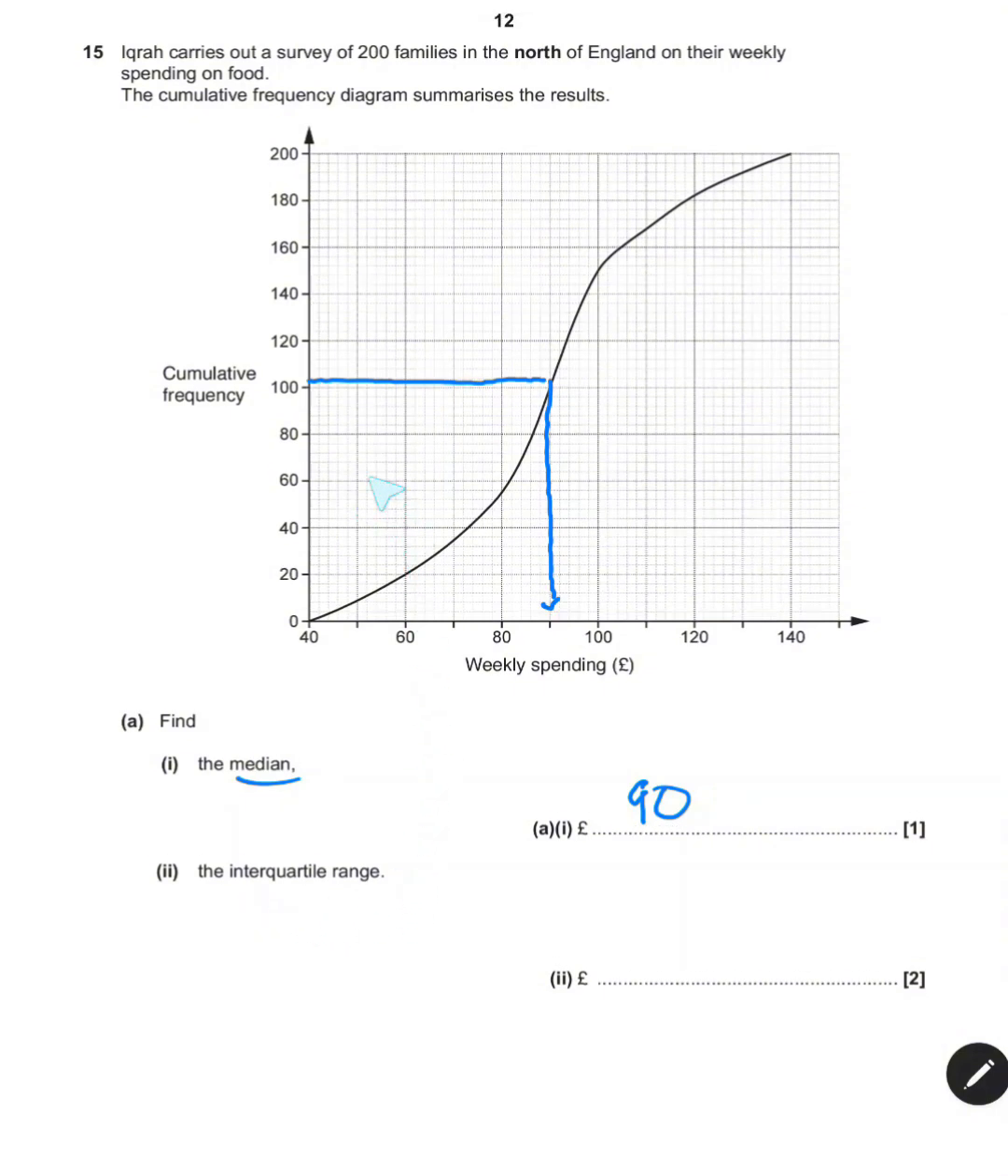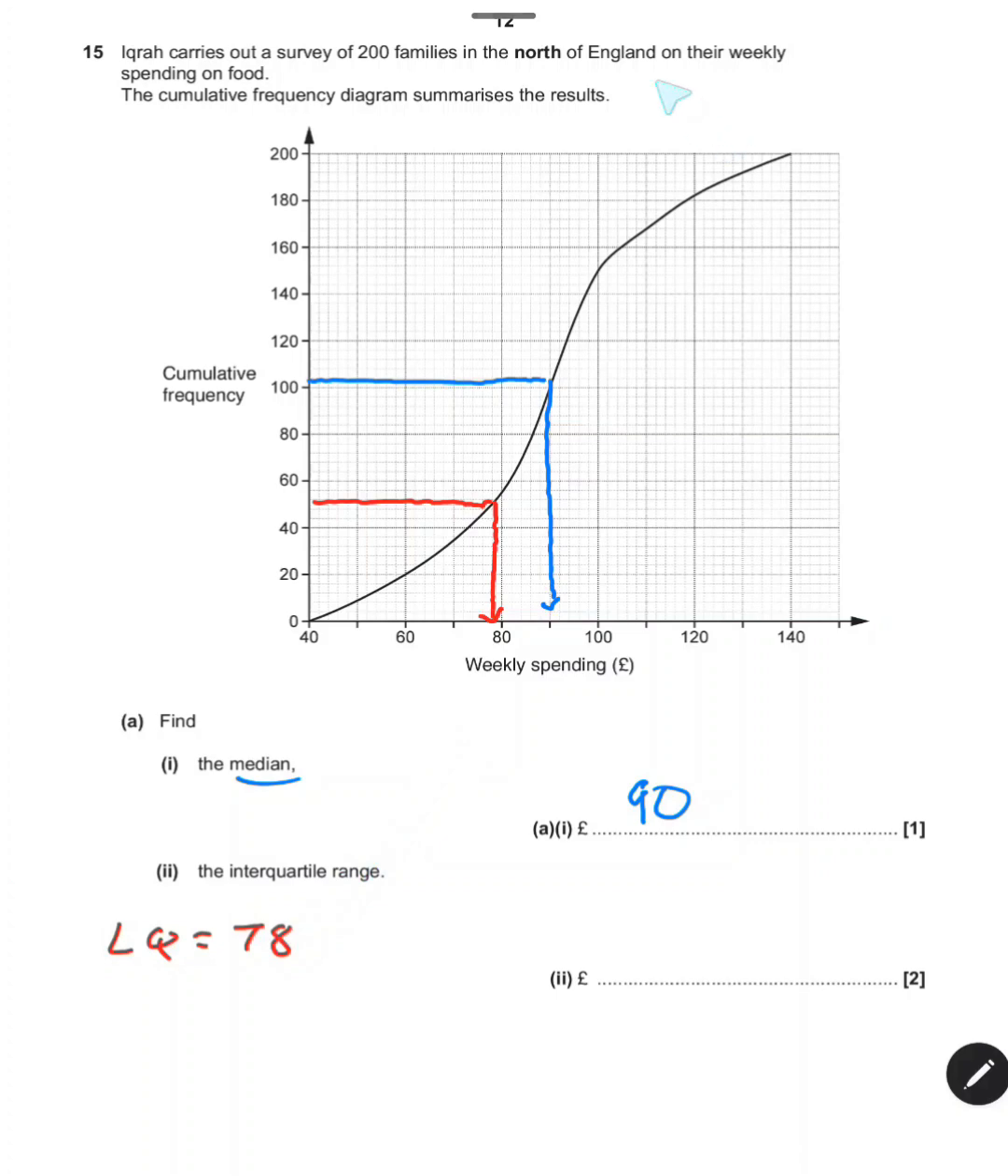Interquartile range, well, we need to come up a quarter of the way up this diagram. So if there's 200 people, a quarter of the way up would be 50. Read across and down. We also need to go 3/4 of the way up. For the interquartile range, we need something called the lower quartile, which I've just worked out to be 78.